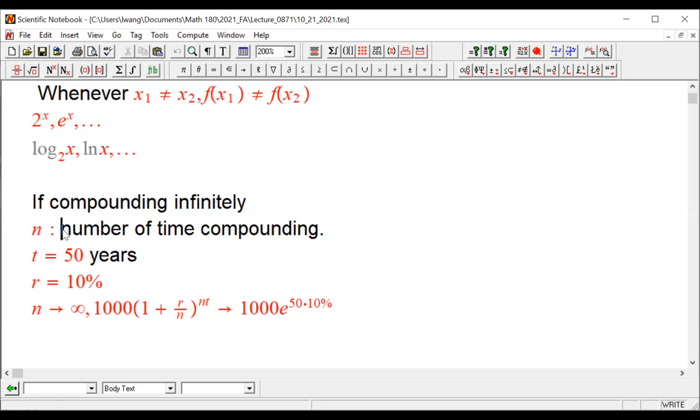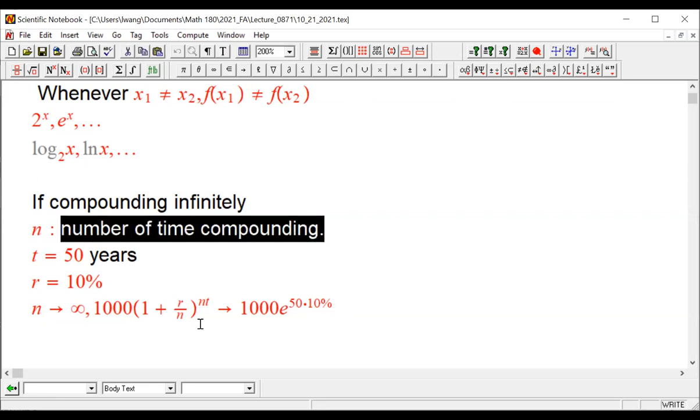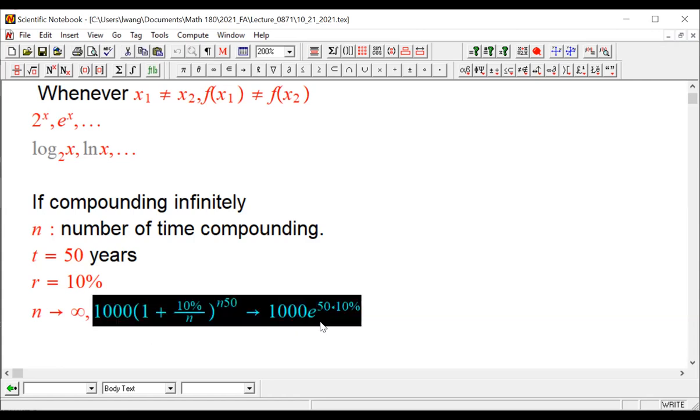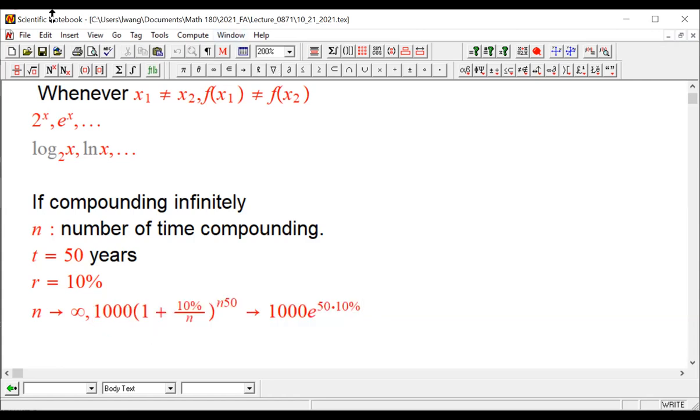So you have the number of times compounding, an infinite number of times. So this T is 50, right? This is 10%. The only thing that's not set is the number of times compounding. Are you going to get an infinite amount of money? The answer is that quantity has something to do with E. So 10%, I'm going to write 0.1.